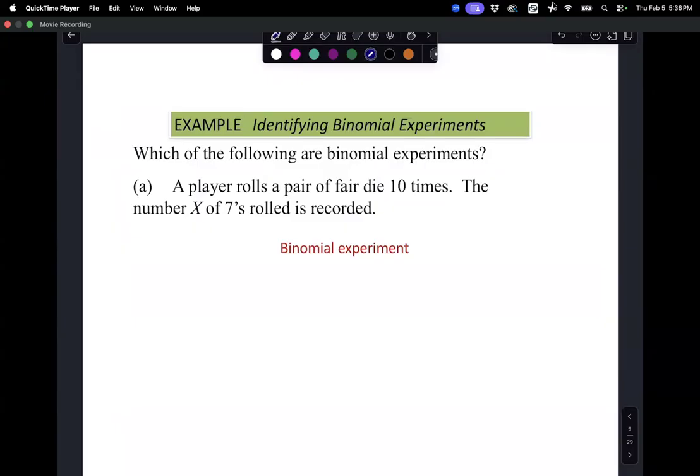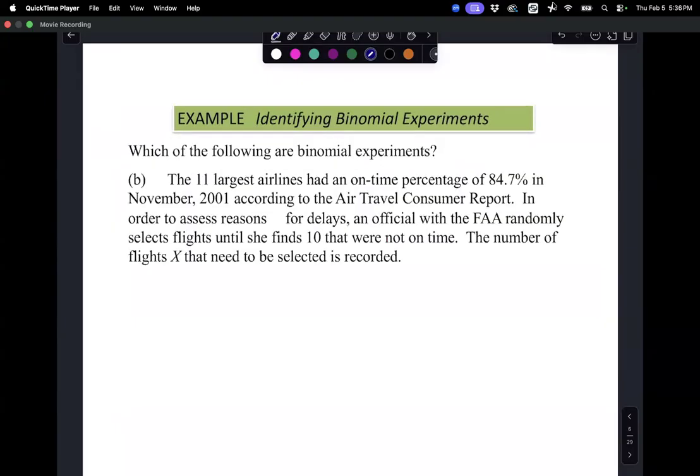All right, let's look at the next one. The 11 largest airlines had an on-time percentage of 84.7% in November 2001, according to the Air Travel Consumer Report. So we're trying to figure out the reasons for delays. An official with the FAA randomly selects flights until she finds 10 that were not on time. The number of flights X that need to be selected is recorded.